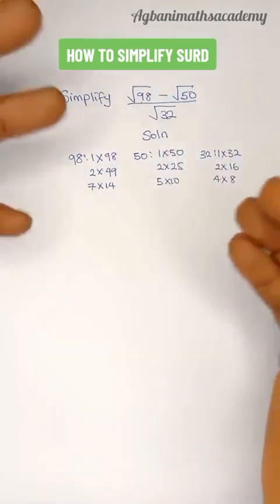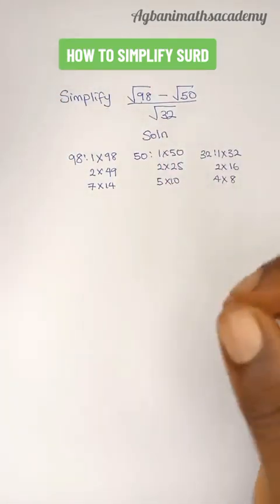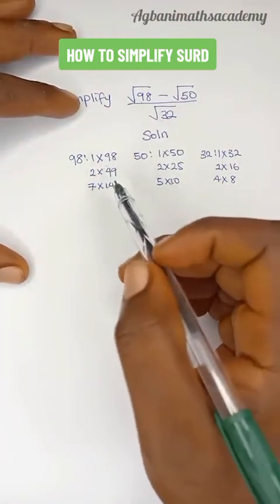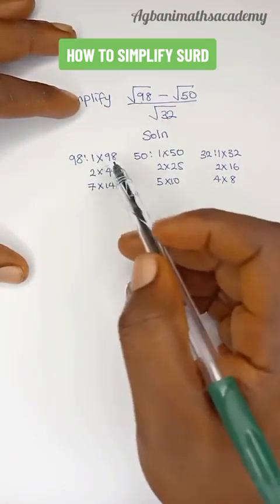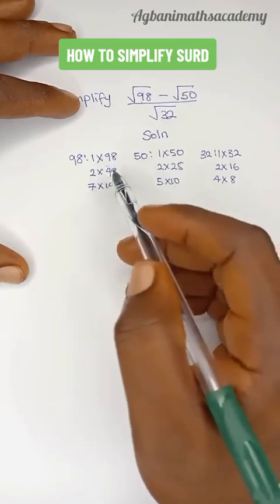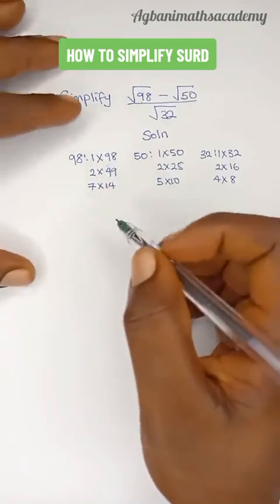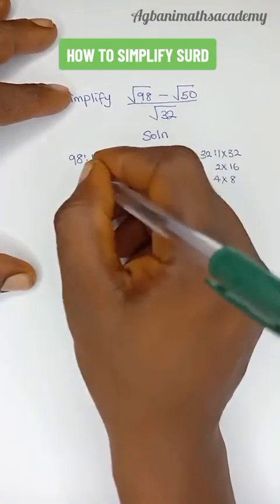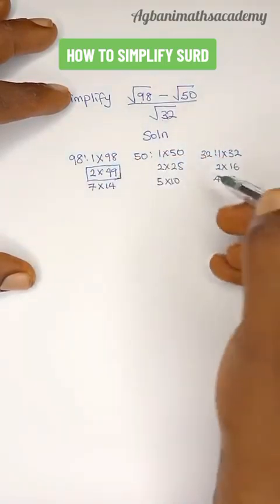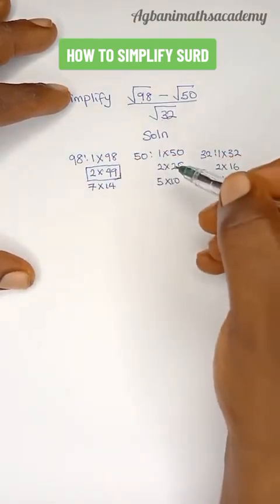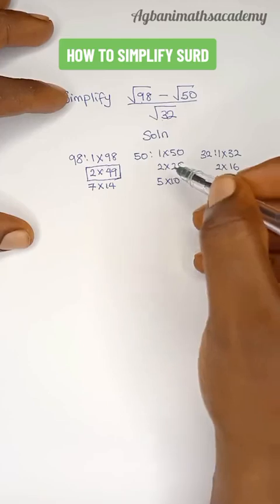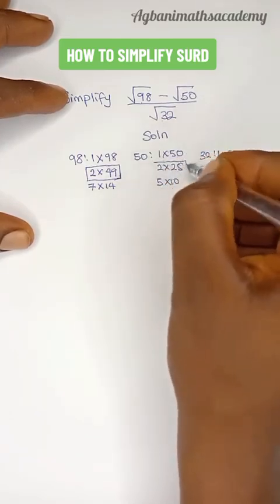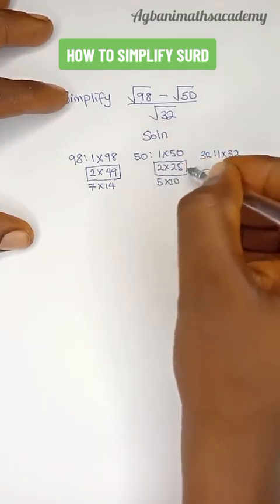But among these combinations, we are going to look at a combination that has one of the numbers as a perfect square. 98 is not a perfect square, so we cannot use the first combination. What about 49? Square root of 49 is 7. That means 49 is a perfect square, which means we can use this combination here. If you look at 50, 50 is not a perfect square. The square root of 50 is not a whole number. But the square root of 25 is a whole number, so we can use this combination for 50.